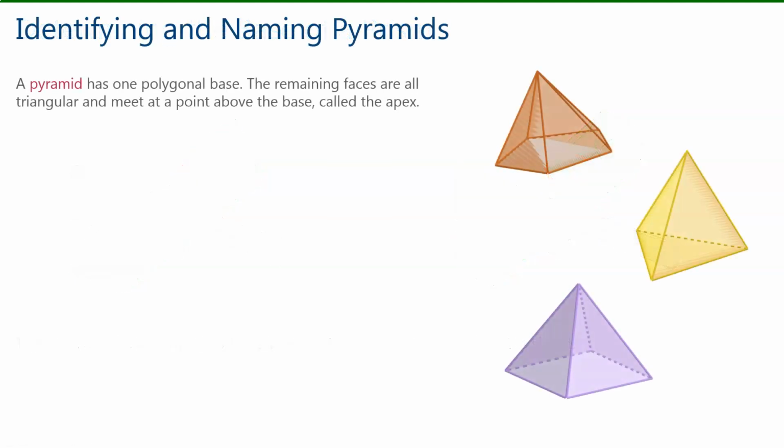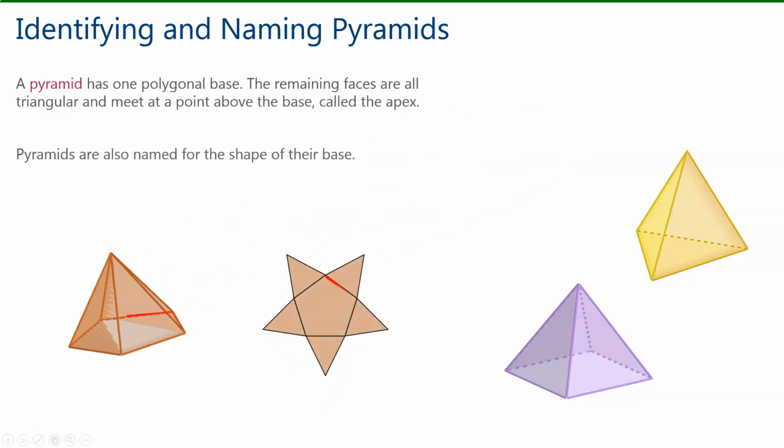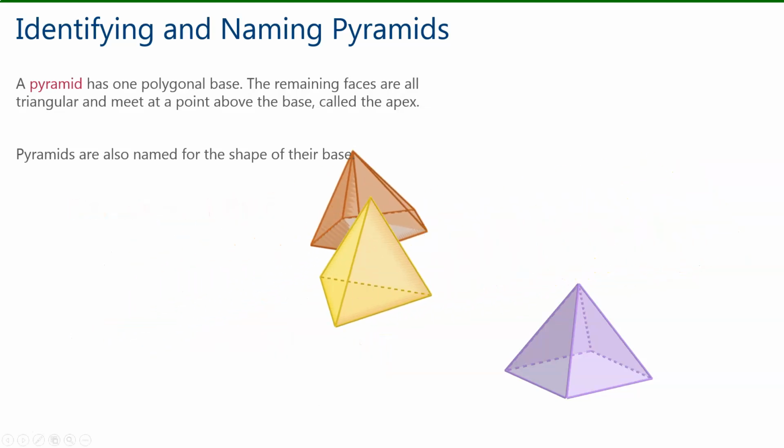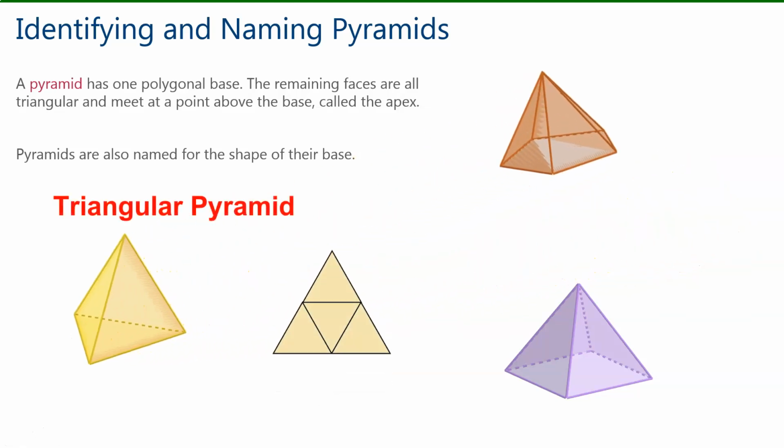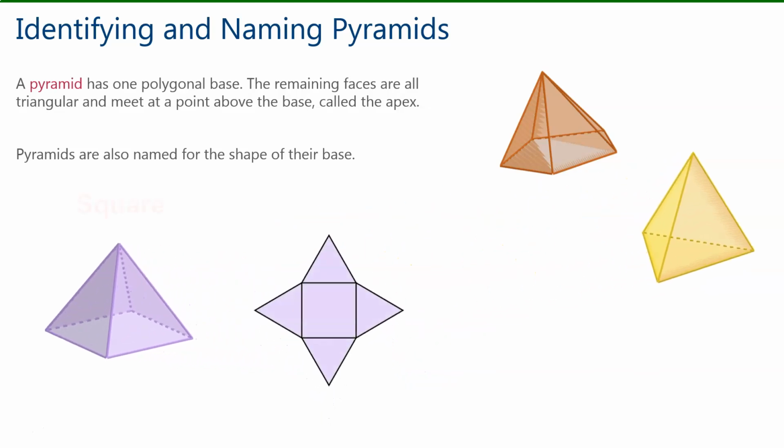A pyramid has one polygonal base. The remaining faces are all triangular and meet at a point above the base called the apex. Pyramids are also named for the shape of their base. The base of this object is a pentagon. Because the remaining sides are all triangular, this object would be a pentagonal pyramid. This object is a triangular pyramid since it has a triangular base and the three remaining sides are all triangles. This last object is a square pyramid because it has a square base and the four remaining sides are triangles. Please proceed to the next video for this lesson.